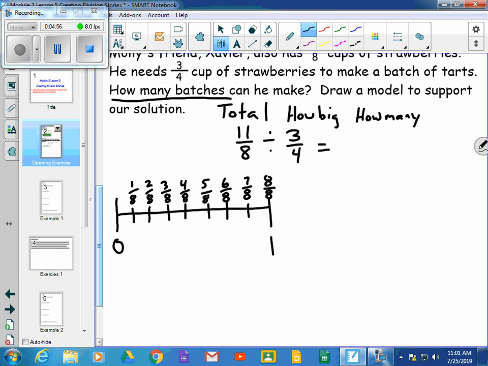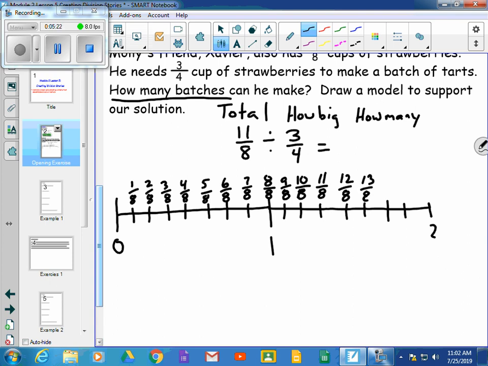Well, that's not far enough. I've got to get to 11/8. So I'm going to extend it to 2. Split that distance up into eighths. Now I have 9/8, 10/8. There's my 11/8. I'm going to keep on just labeling them. 16/8. 16 divided by 8 is equal to 2. Point on my 11/8.